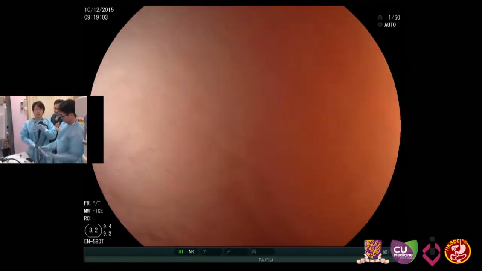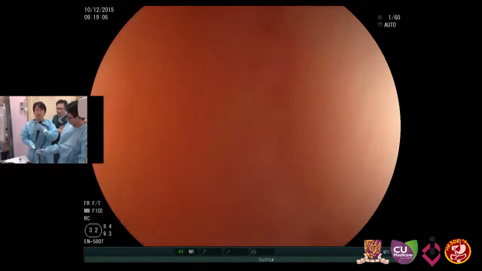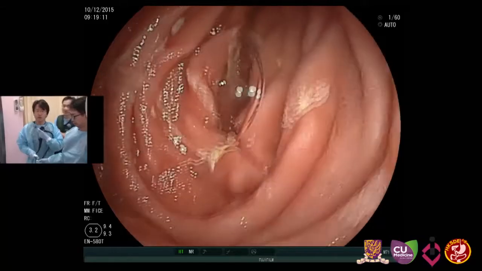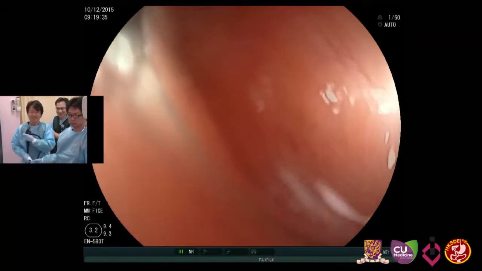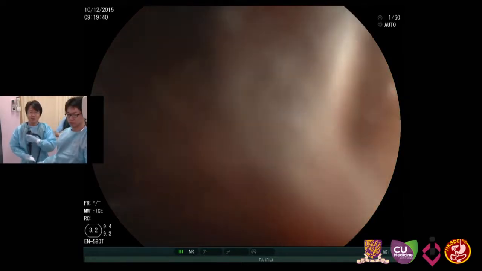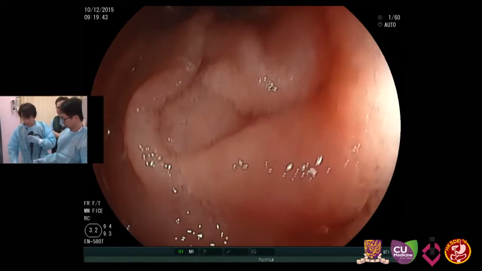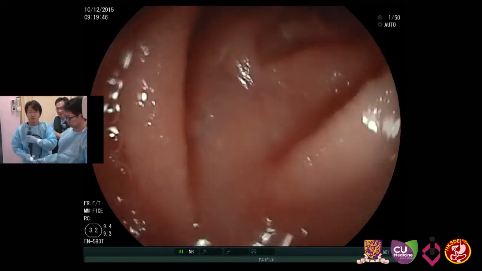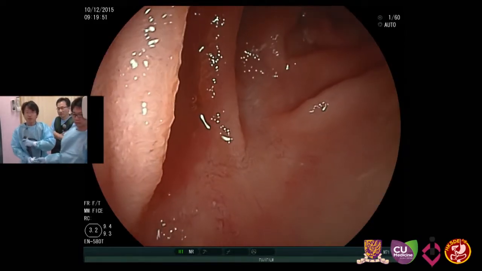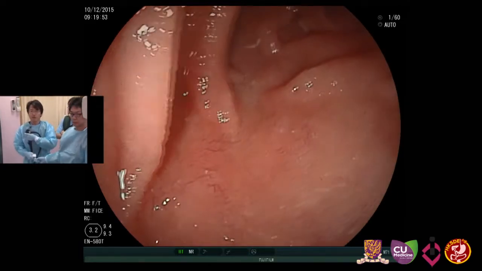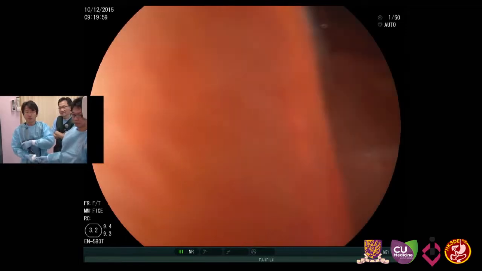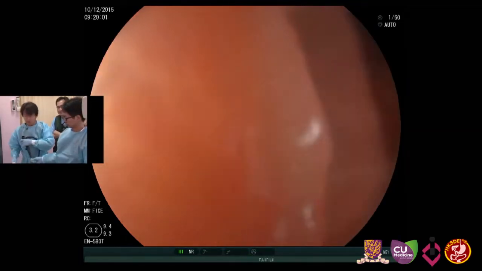But the length of the scope is the same as the traditional double balloon scope. Yes, 200 centimeters. And the outer diameter is also the same, 9.4 millimeters. So just in and out and twist, and then the tip of the endoscope goes in more smoothly rather than pushing on the endoscope firmly. Because of the multiple operations, she had some adhesion, so it's a bit more difficult than usual case. But still, the fundamental technique is the same.